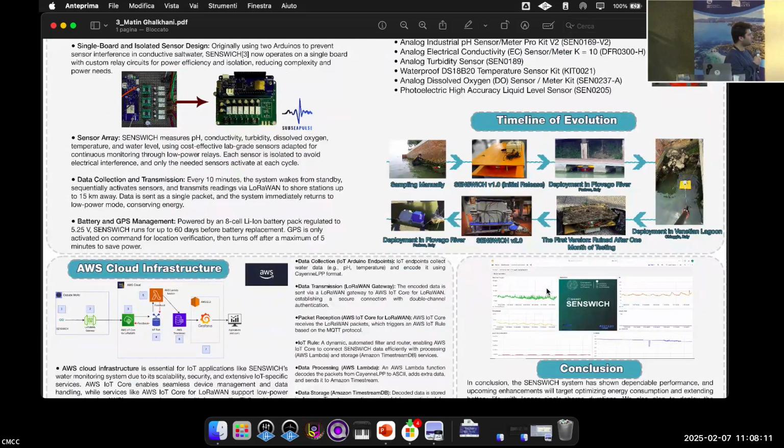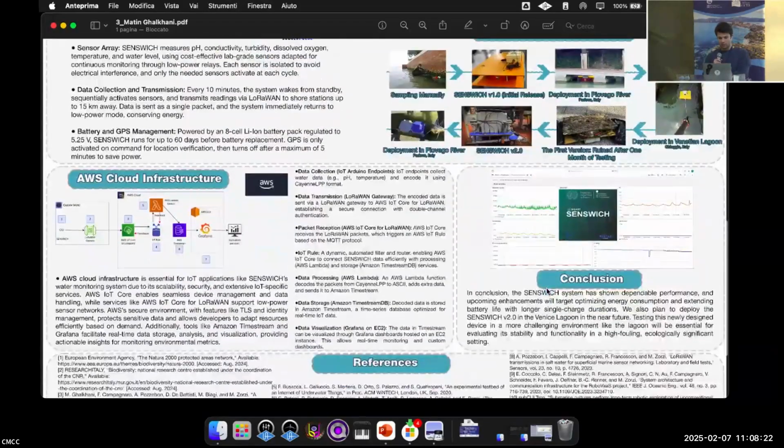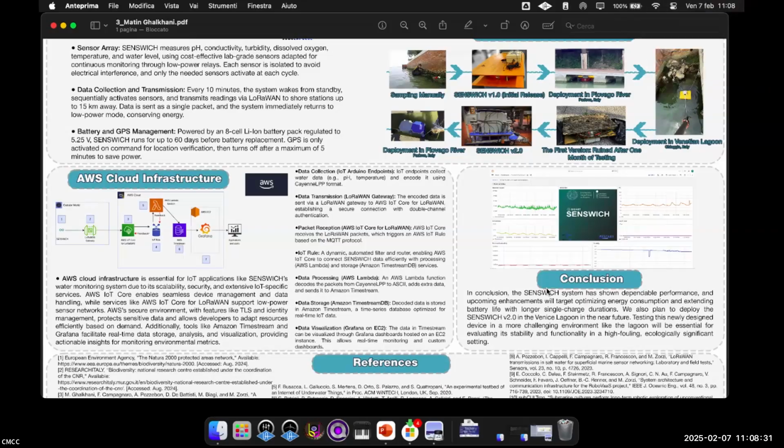So we changed it to a plastic prototype. Now we have deployed it in the Piovego River and also one in Chioggia. So now we are waiting for more results. And here is the panel where you can see the results, by having access to the Grafana panel.